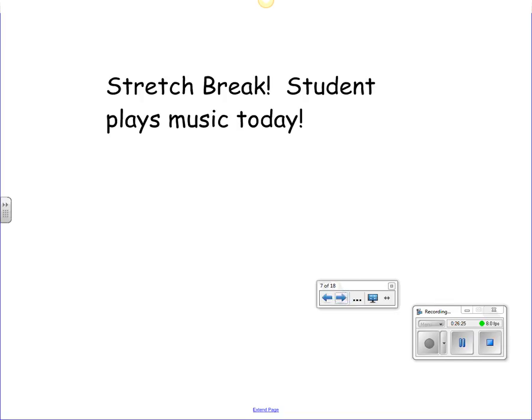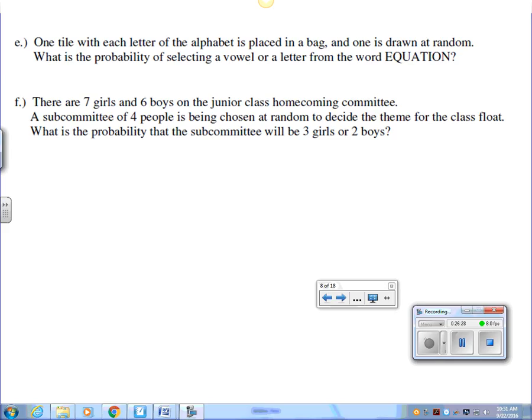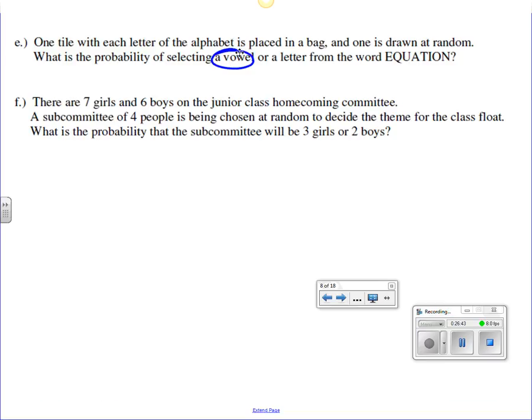All right, stretch break. One tile with each letter of the alphabet is placed in a bag and one is drawn at random. What is the probability of selecting a vowel or a letter from the word equation? So the probability of selecting a vowel from what? What are you selecting a vowel from? The alphabet, okay? So each letter of the alphabet is placed in a bag, okay? So your total is going to be what? 26. So there's 26 tiles with every letter of the alphabet.